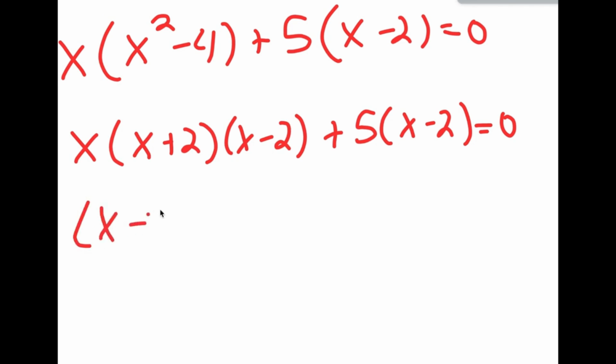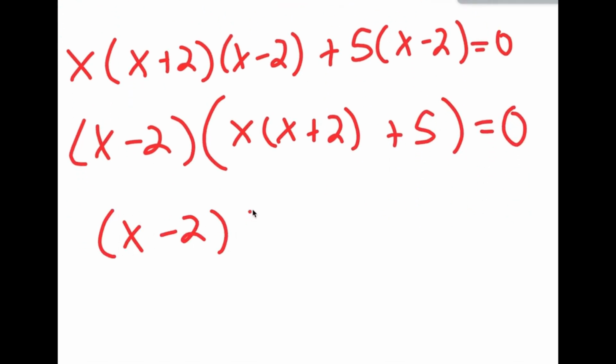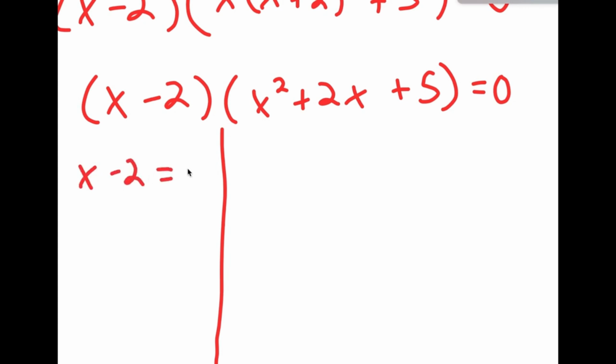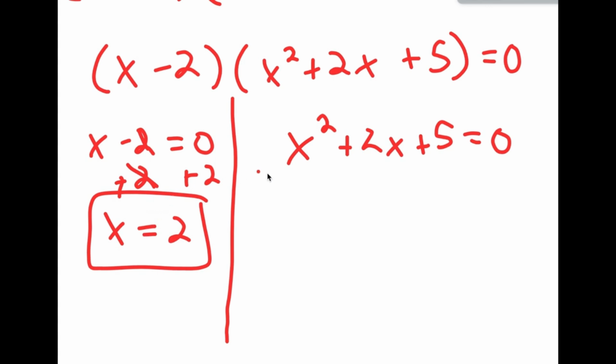Now from here, I can factor out x minus 2, so I get x minus 2 times x times x plus 2, plus 5, is equal to 0. And this simplifies to x minus 2 times x squared plus 2x plus 5 is equal to 0. Now this gives me two equations. I get x minus 2 is equal to 0, and I get x squared plus 2x plus 5 is equal to 0. Well, for x minus 2 equals 0, I can simply add 2 on both sides, so I get x equals 2. And we already got the solution by guessing at the start.